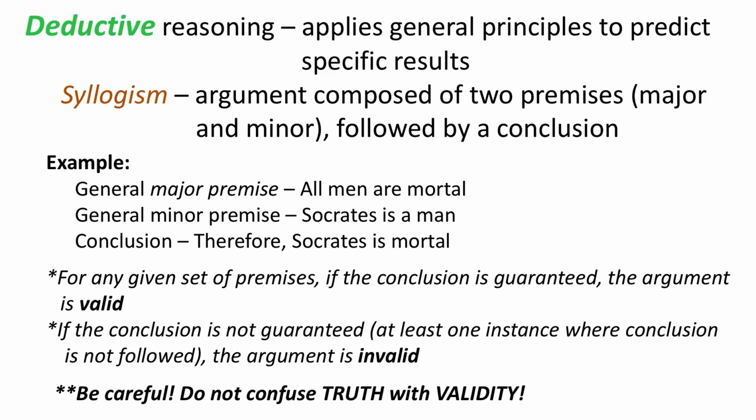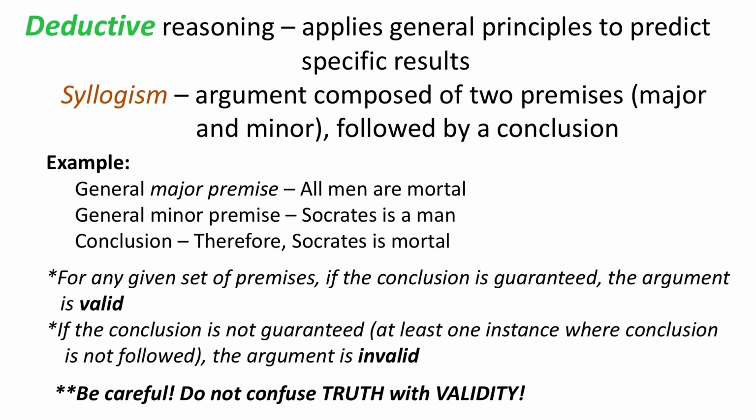Syllogism is an argument that's composed of 2 different premises, major and minor, followed by a conclusion. We find this under the overall reasoning type of deductive. Again, it's called syllogism, and it's an argument that's composed of major and minor premises, followed by a conclusion. The example we have here is the general major premise is that all men are mortal. The general minor premise, Socrates is a man. And so we can draw the conclusion based on the major and minor premise that therefore Socrates is mortal.